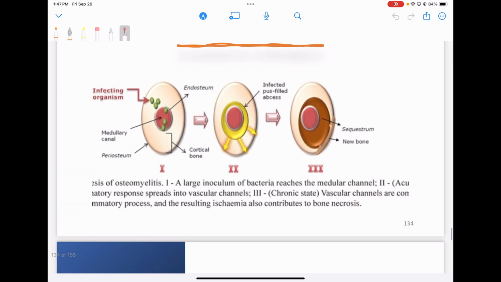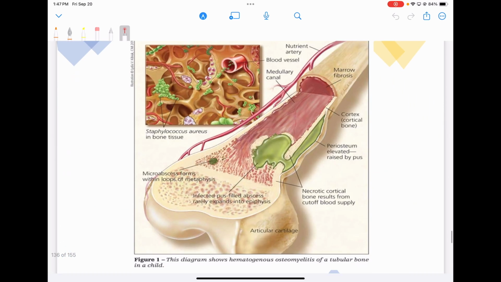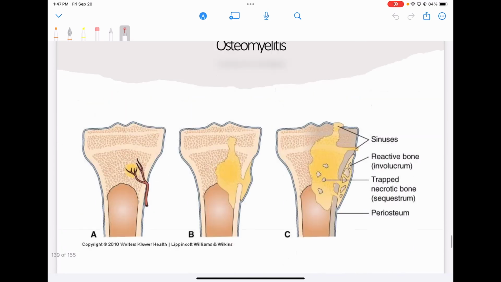I have a better picture for that. We'll get there in a second. It's right there. Okay, we'll get to it.